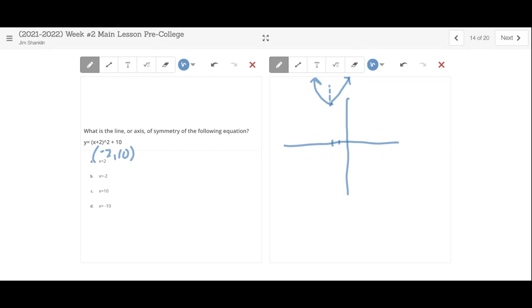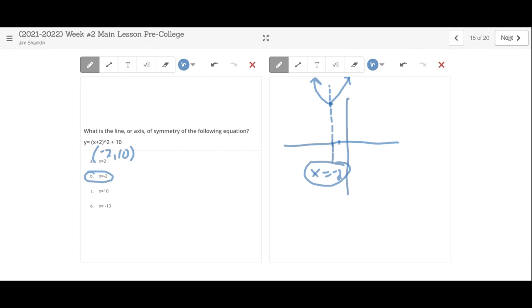So my line of symmetry would go right down the middle here. It looks like it's a vertical line at -2. So x equals -2 would be my line of symmetry. Now, if you didn't understand the whole concept of graphing a parabola, you can always go back to the Desmos calculator and graph it out, see what the graph looks like, and then you could answer the question. So I'm going to go with x equals -2 for my line of symmetry.